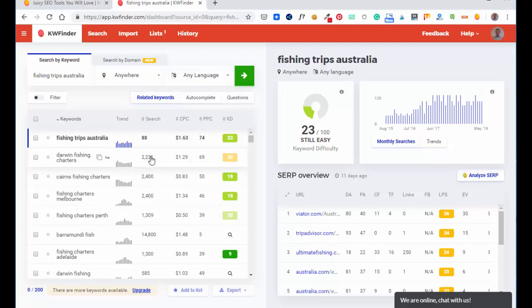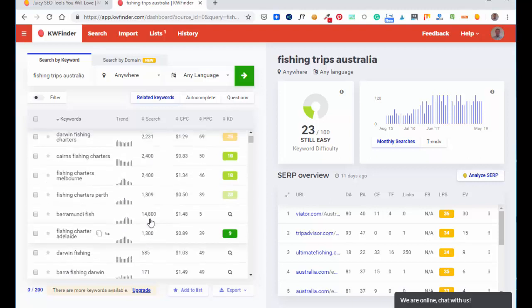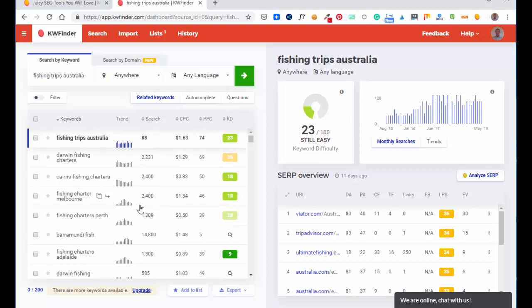So if Alf hadn't used this search tool, gone away and written a very generic blog about fishing trips Australia, it's going to bring in a fraction of the traffic that somebody writing a blog about Darwin fishing charters or Melbourne fishing charters or Cairns fishing charters would get. So this tool is actually telling Alf that there is search traffic, and some of these search terms have pretty low competition. They're classed as easy.